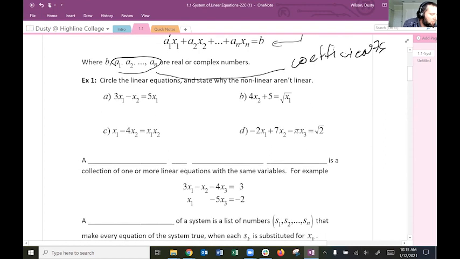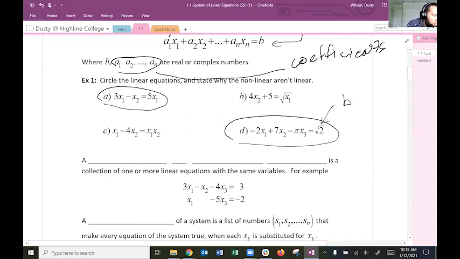Okay, so we want to circle the linear equations and state why the non-linear ones aren't linear. So which of these are linear? Everybody looks like it's in agreement that A is linear. Good. I've got some D's. So here, D is also linear. You'll notice that you have this square root in the equals, but this is telling you that B is equal to square root of 2, and that's okay.